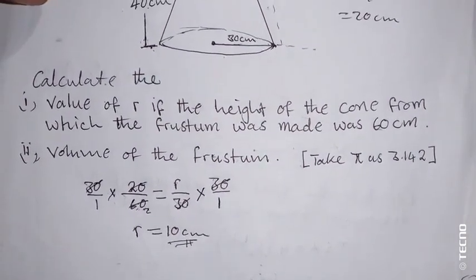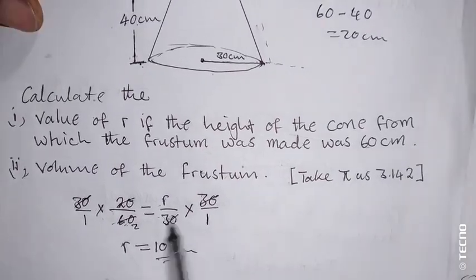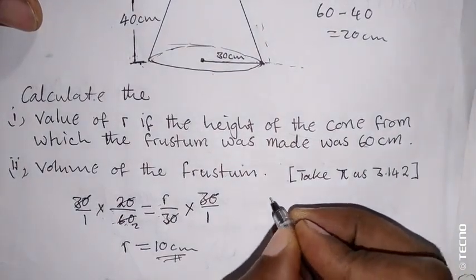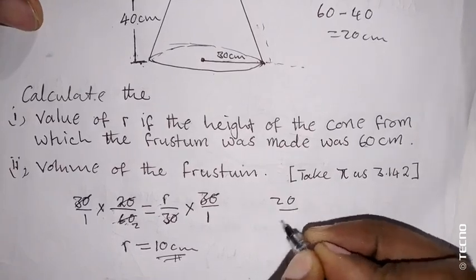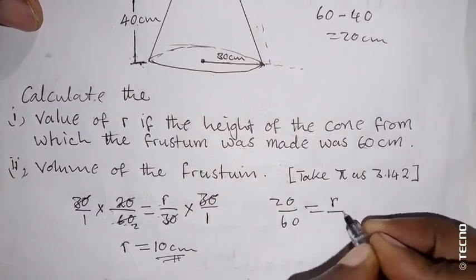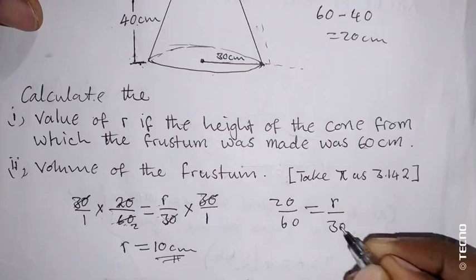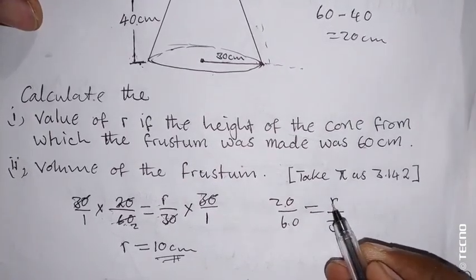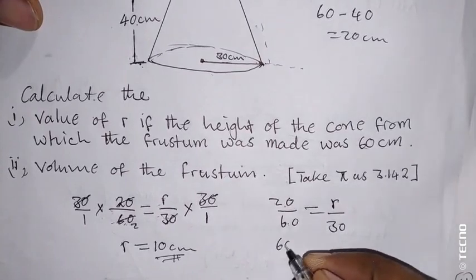Remember, this is paper 2. You can use a calculator. The other way of doing this, if you find it difficult to use the reciprocal, is 20 over 60 is equal to R over 30. So you do this times this times this. So 60 times R, we are going to have 60.